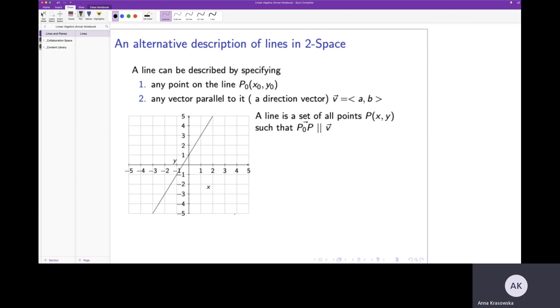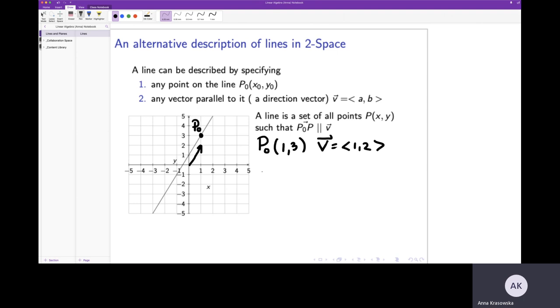So for example, this is the same line as in the previous example. So we can choose P naught, any point on the line. I will choose 1, 3. It will be P naught. And a vector that is parallel to the line, we will write it here. It will be 1, 2. Please note that if you are given one point on the line and a vector parallel to it, you would be able to draw that line. It means the line is well defined.